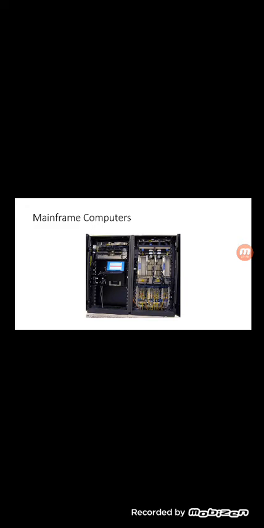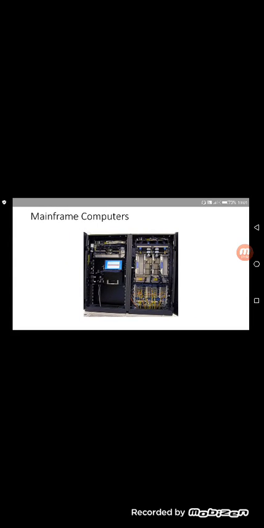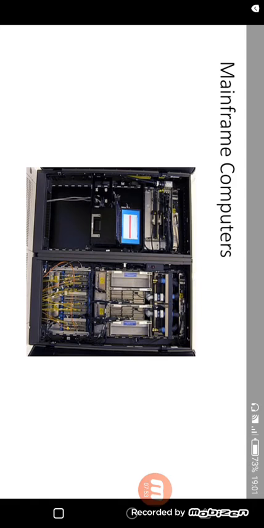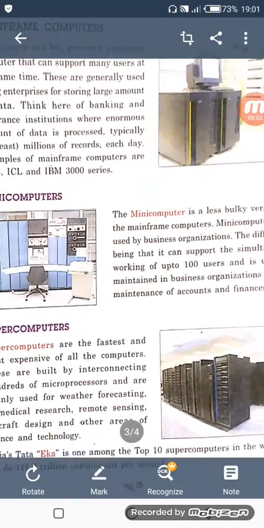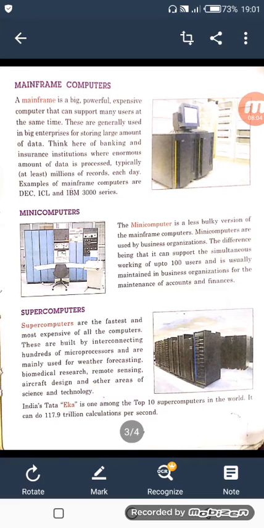See, this is mainframe. I told you that all computers function differently and they are used for different purposes. Here is your today's topic, mainframe computer. They are generally used in big enterprises and big organizations for storing large amounts of data for their records.